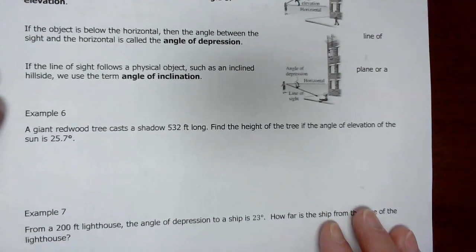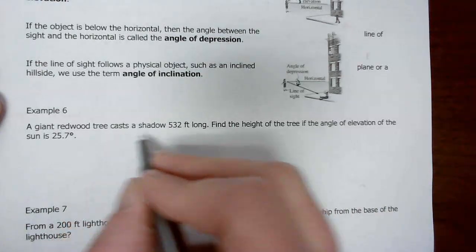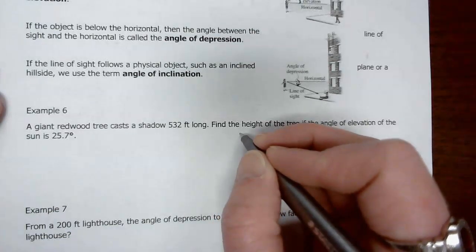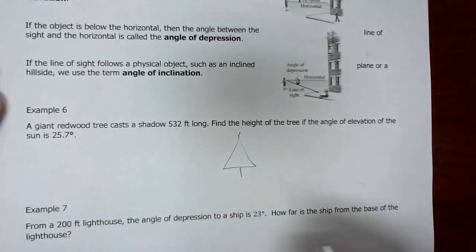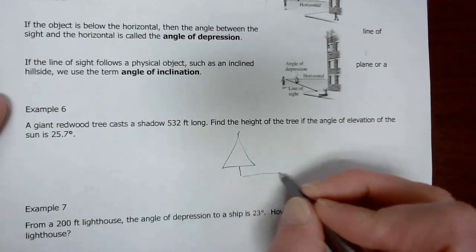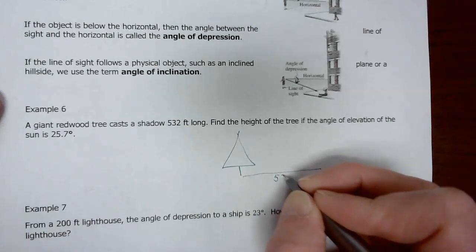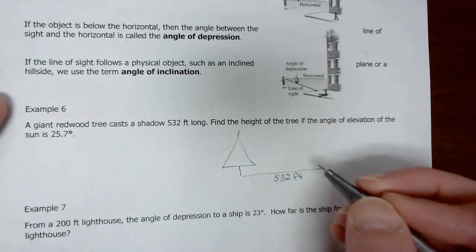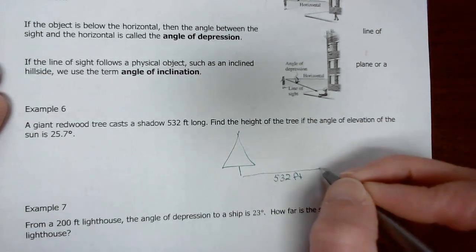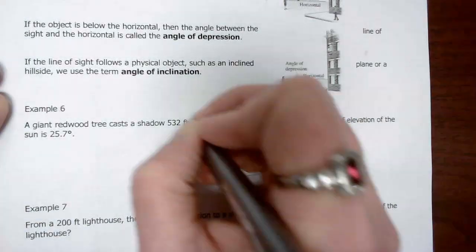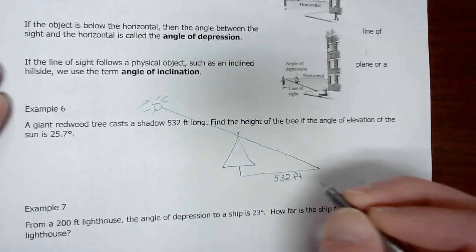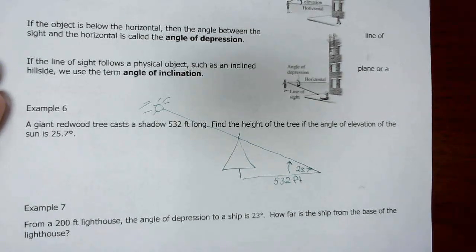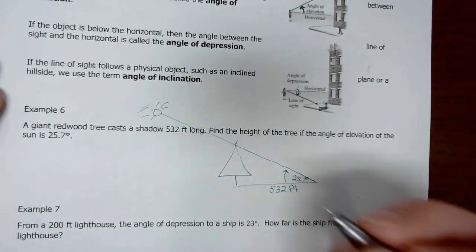Okay, so I have a tree that's casting a shadow of 532 feet. Okay, so I have tree, and its shadow is 532 feet. And I'm trying to find the angle of elevation. Oh, it's giving me the angle of elevation of the sun. So in other words, from the ground up to where the sun is, here's the sun, is 25.7 degrees. Angle of elevation means going from the horizontal up. And we're trying to find the height of the tree.